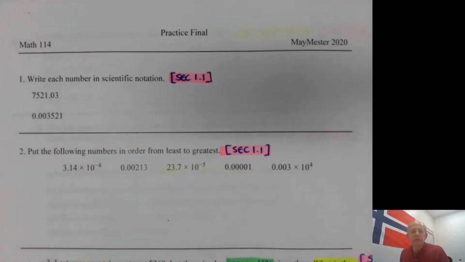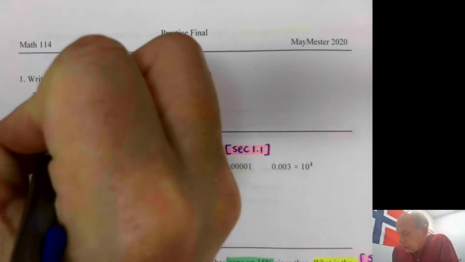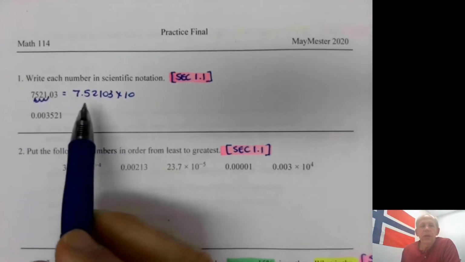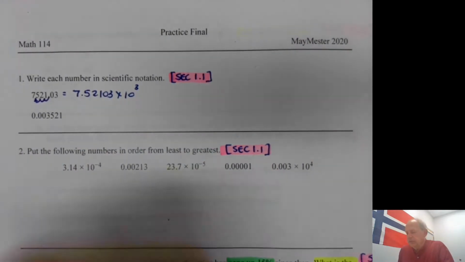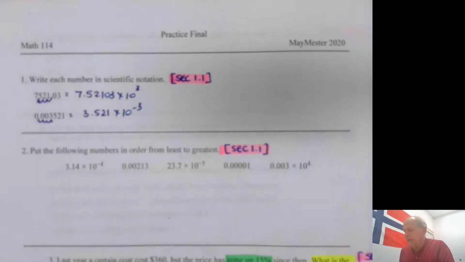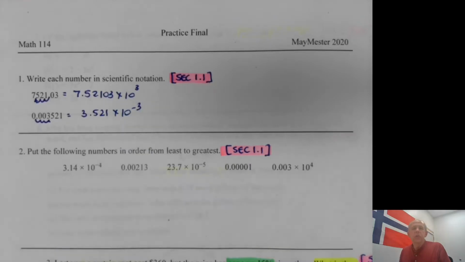The first two problems are from section 1.1, and they're with scientific notation. So remember, scientific notation is all about taking your values, big numbers, writing them out a little bit easier to read, and moving the decimal. 1, 2, 3. Decimal place is over. Here's your answer for that one. Going the other way, 3.521 times 10 to the negative 3. That's a small number. That's a large number. Negative exponent for the small, positive exponent for the large. There's how you do that.